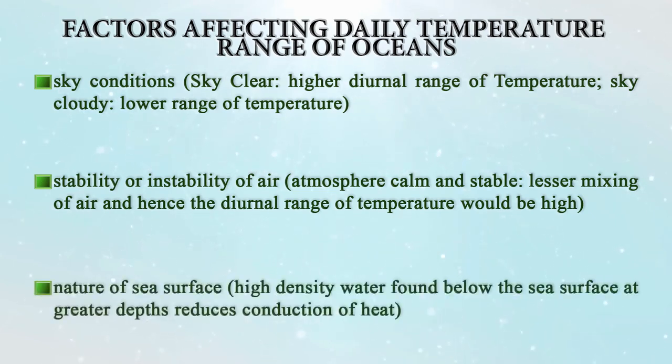Now in case of nature of sea surface, high density of water found below the sea surface at greater depths reduces the conduction of heat. So the nature of the sea surface also affects the diurnal range of temperature of the oceans.